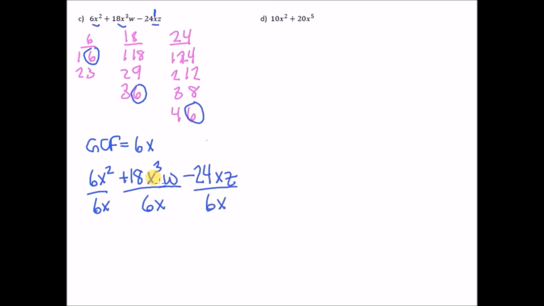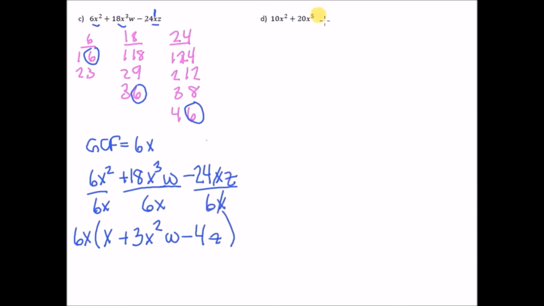Okay. Now, how do we write this? We write the factor first, in brackets, and then we divide. So 6x squared divided by 6x leaves us an x. 18 divided by 6 leaves us 3. x cubed divided by x leaves us an x squared. Okay. Negative 24 divided by 6 is negative 4. The x's cancel out, and we are left with 4z. So this is the factored form of this equation.